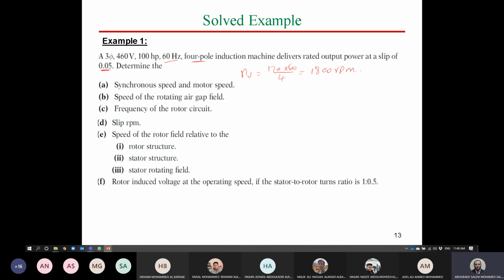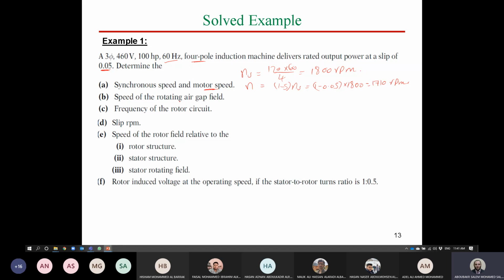Someone else, guys. What is the motor speed, N? What is the motor speed? 1 minus S multiplied by NS. So we can say now 1 minus 0.05 multiplied by 1800, 1710. Nice. So this is now the motor speed.